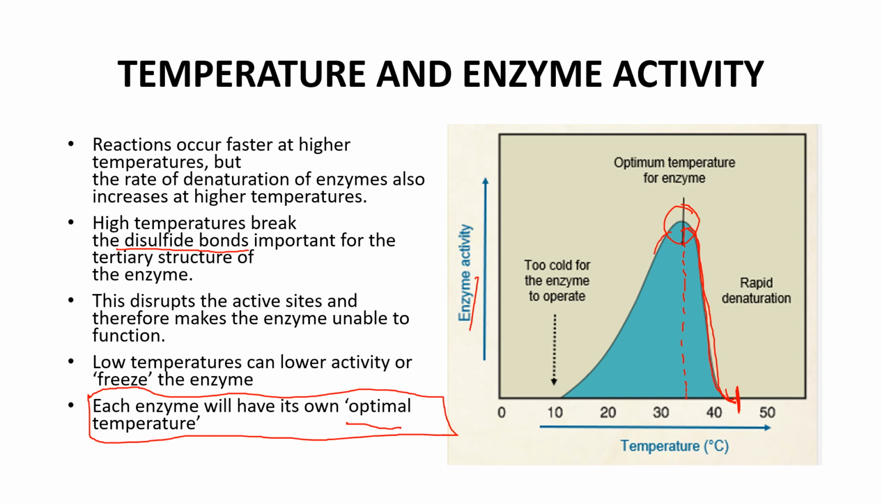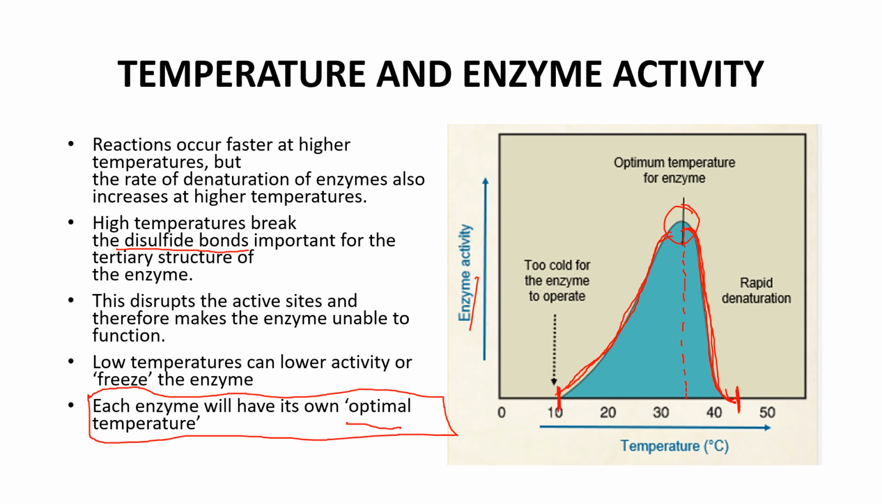From the other extreme, you can see that if it's colder than the optimal temperature, it's not as severe as denaturation, but the enzyme is becoming less and less active as the temperature lowers. Denaturation does not occur at lower temperatures, only higher temperatures. But what can happen in lower temperatures is that the enzyme can freeze, which basically lowers the activity of the enzyme. The enzymes move slower and slower, and then eventually at 10 degrees they stop working altogether.